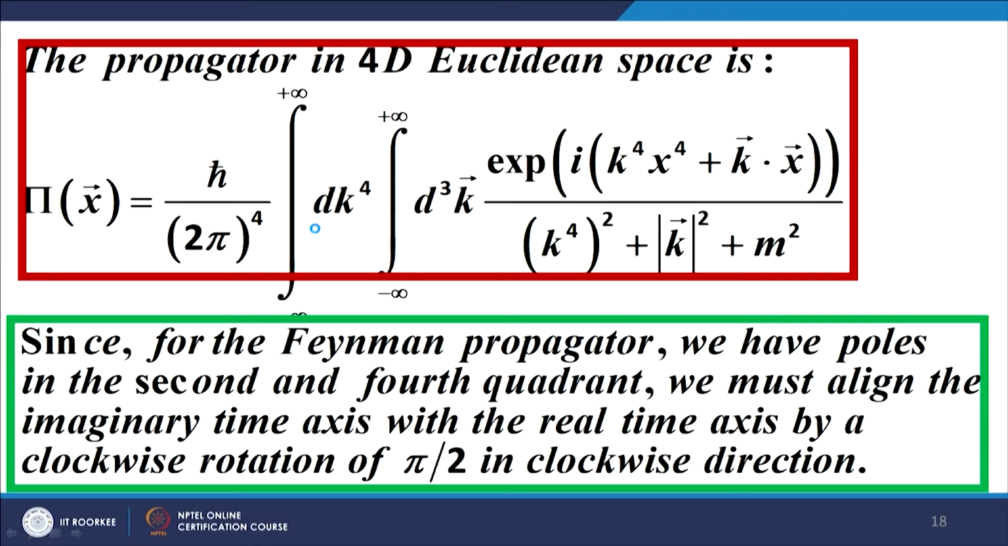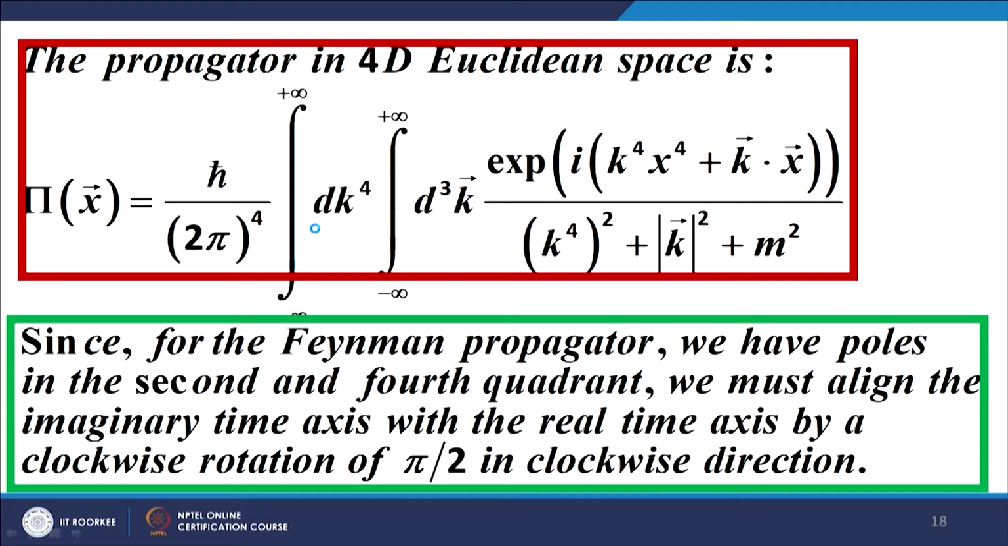We will have 2 poles naturally. The 2 poles should appear in the second quadrant and in the fourth quadrant. Although there are other schemes, and we will be talking about them in today's lecture only, this was the scheme that was envisaged by Feynman, the poles appearing in the second quadrant and the fourth quadrant.